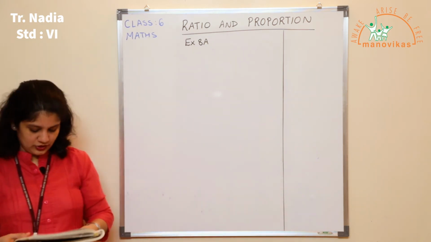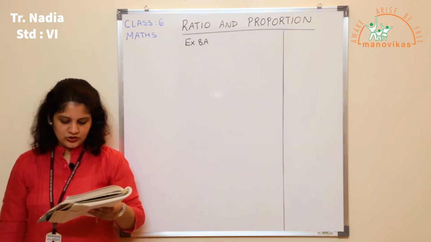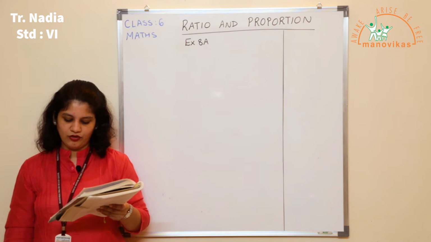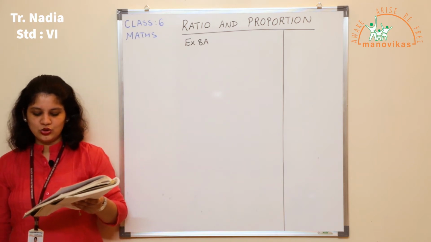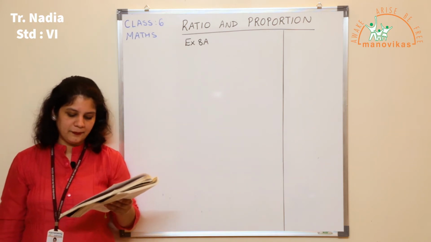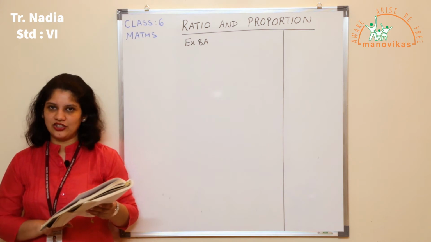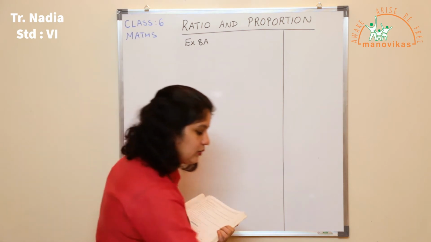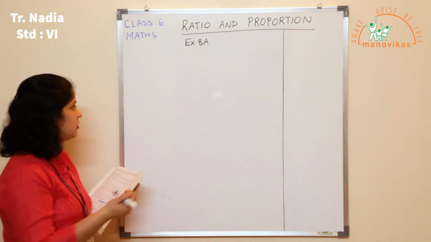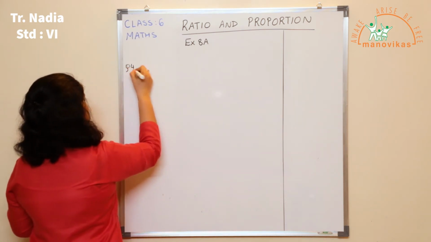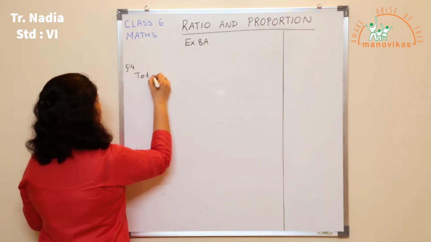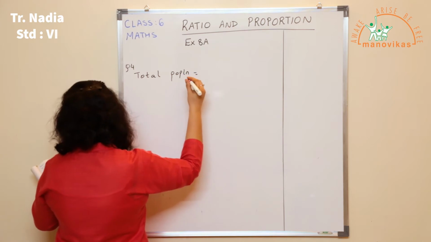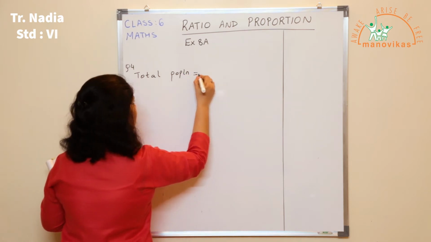Okay, now let's move to question number 4. The total population of a village is 3,540, out of which 2,065 are males. Find the ratio of males to females. Okay, so what are you given? You are given the total population. We know that the total population is 3,540.